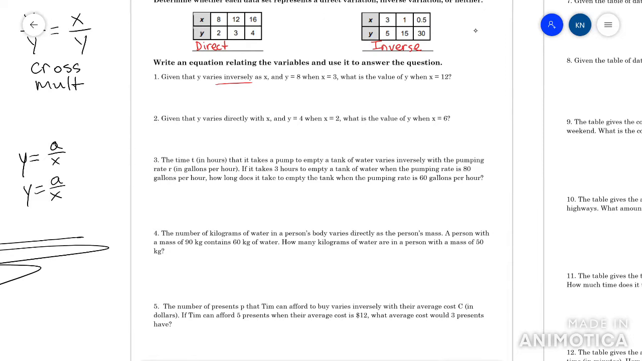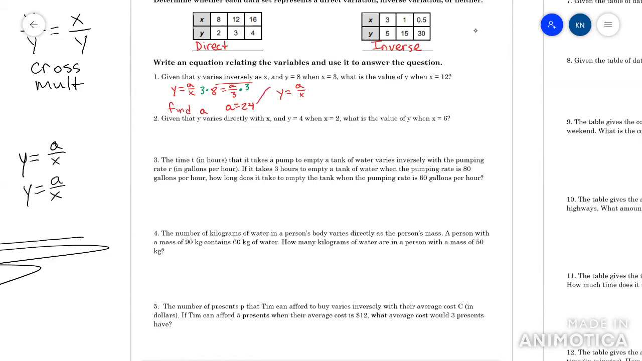As soon as I see that word, I write y equals a over x, and I write it twice. And so your goal here is to find a. It's like a constant. So just pick x and y that they give you. So they give you x 3, y 8, and just plug it into this first equation. So it'd look like 8 equals a over 3. Now you want to solve for a, so times by 3. And you'll end up with a equals 24.